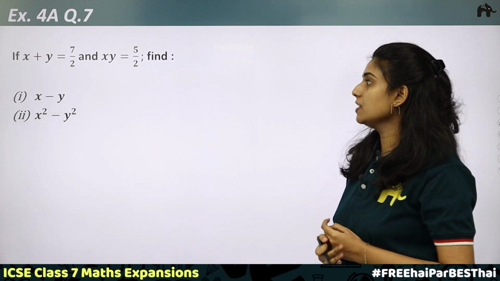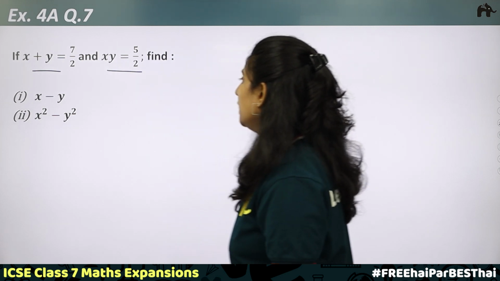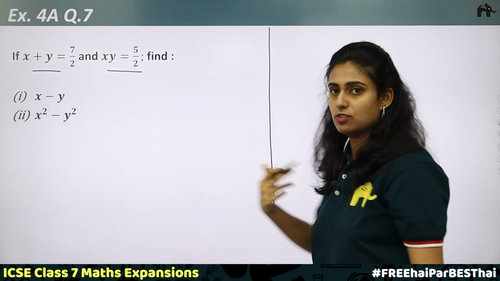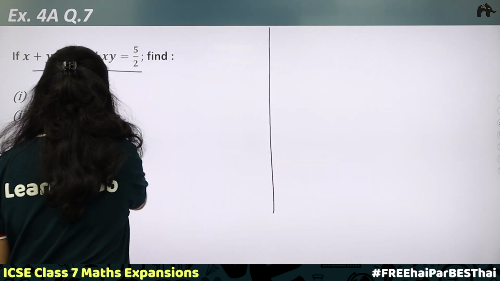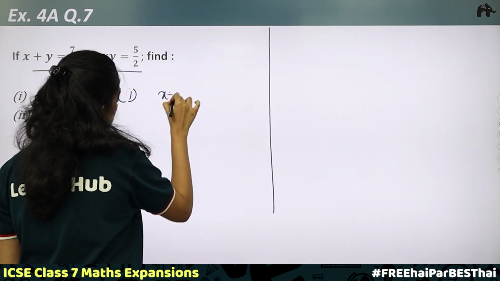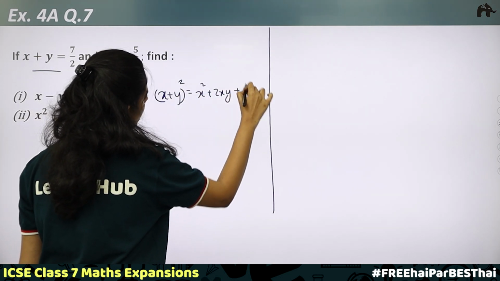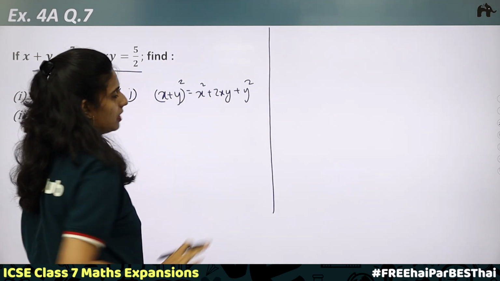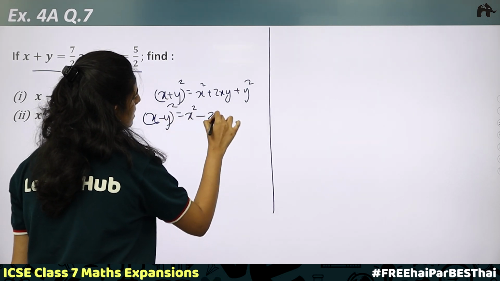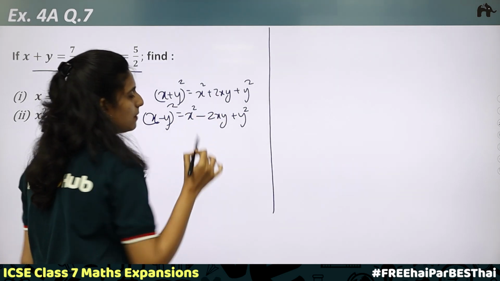Question number 7 of exercise 4A. If x plus y is equal to 7 by 2 and xy is equal to 5 by 2, find x minus y and x square minus y square. A similar question we have solved before. Here we have to first find what is x minus y. We have x plus y whole square is equal to x square plus 2xy plus y square. In place of a and b, I have used x and y. And x minus y whole square is equal to x square minus 2xy plus y square. So here what you are going to do is change this minus 2xy.